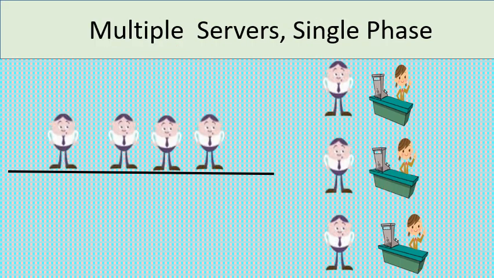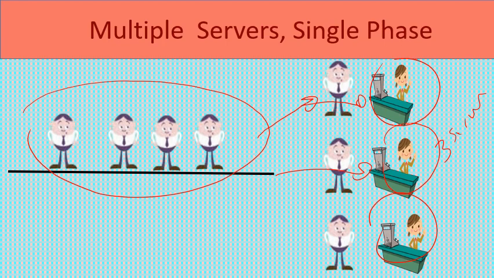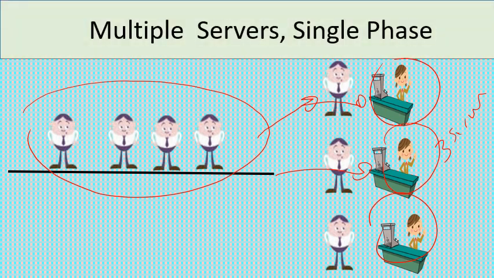In a multi-server problem, you have a waiting line that is serviced by more than one server. Here we have 3 servers, which makes this a multi-server problem because there's more than one server. The number of servers will be called M, and in this case, M is equal to 3. If we only had 2 servers, then M would be equal to 2.